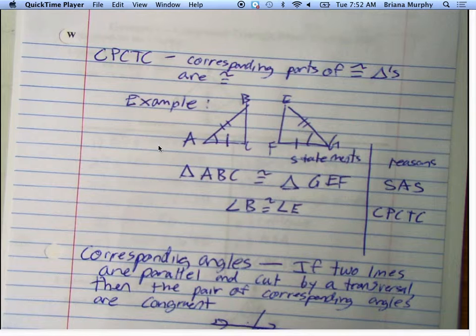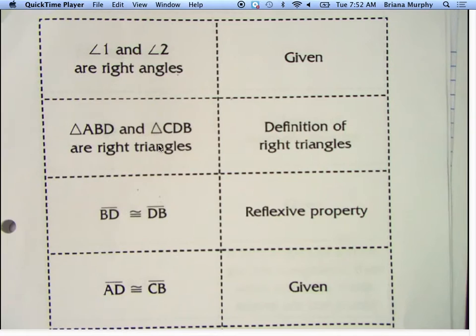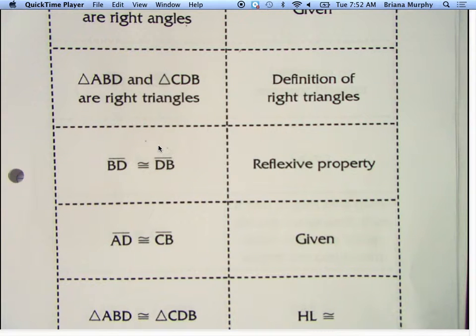It does take a minute. There we go. We have angle 1 and angle 2 are right angles, given. We have then the triangle ABD and triangle CDB are right triangles by definition of right triangles. We have BD is congruent to BD by reflexive property. AD is congruent to CB by given. And so the triangles are congruent to each other by hypotenuse leg.